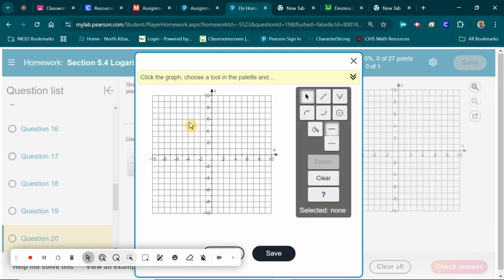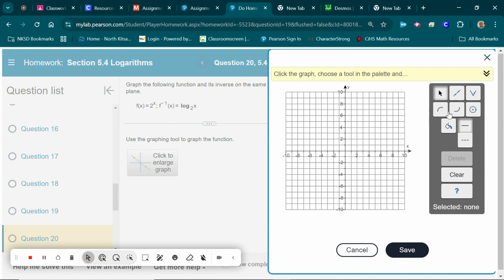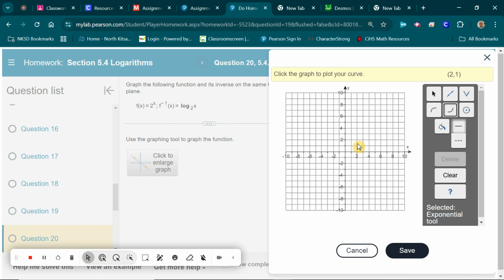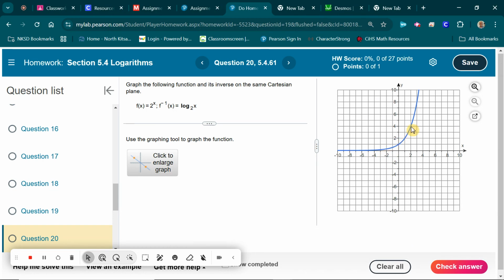We click on this guy, and remember a 2 to the x function looks like this curve right here. So you just drop that guy anywhere you need to, and then you make sure that you adjust it accordingly. So the base is 2, it's not e, so we get rid of the e, we make it 2, and there's no vertical stretch, no horizontal translation, no vertical translation, we have none of that stuff, shifts or anything. So I hit save. There's my exponential function.